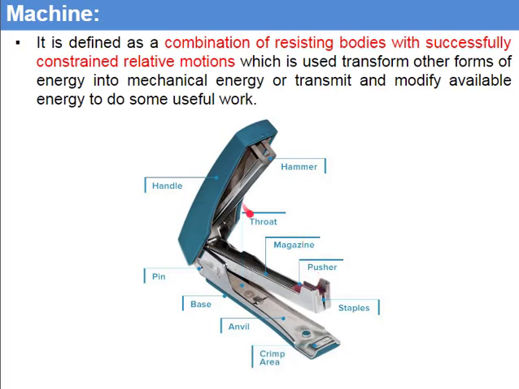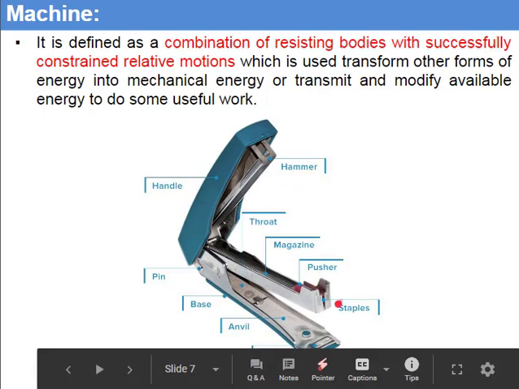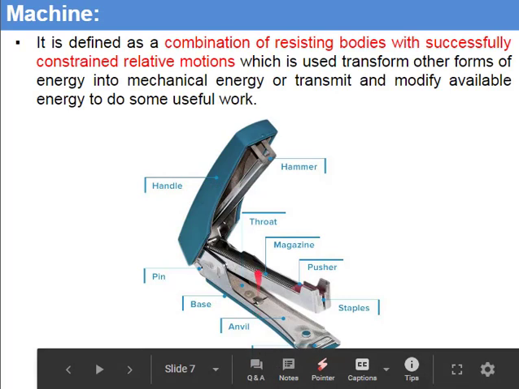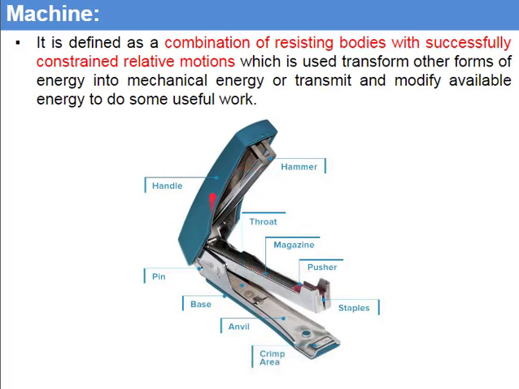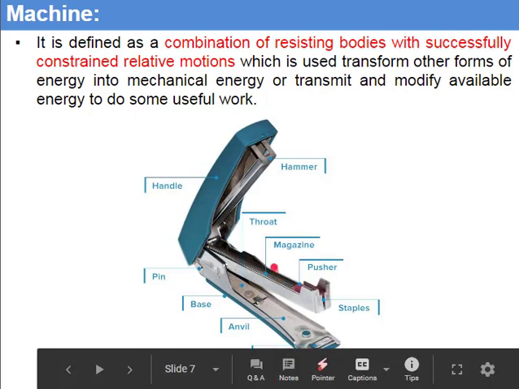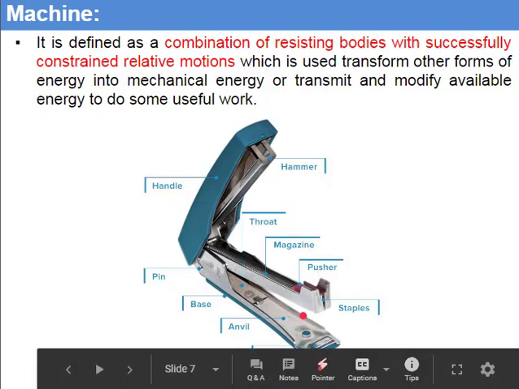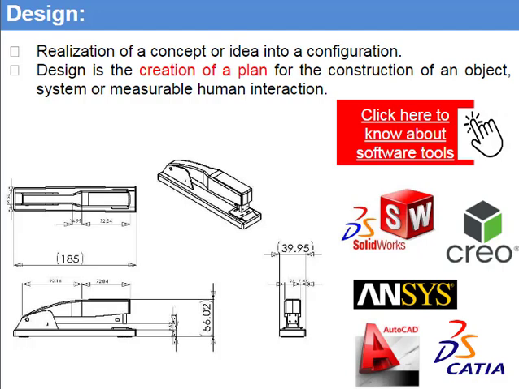A stapler consists of many resisting bodies, namely staples, magazine, throat, pusher, hammer, handle, pin, base, and so on. All these resisting bodies have successfully constrained relative motions with each other, which is used to transform one form of energy into mechanical energy for stapling the papers.